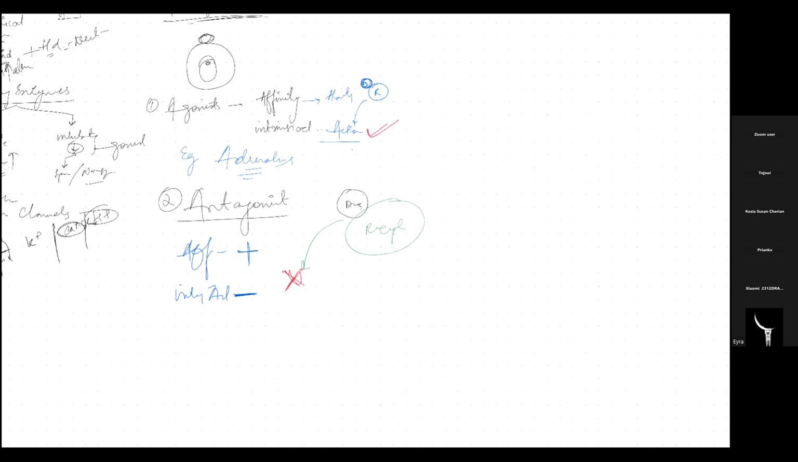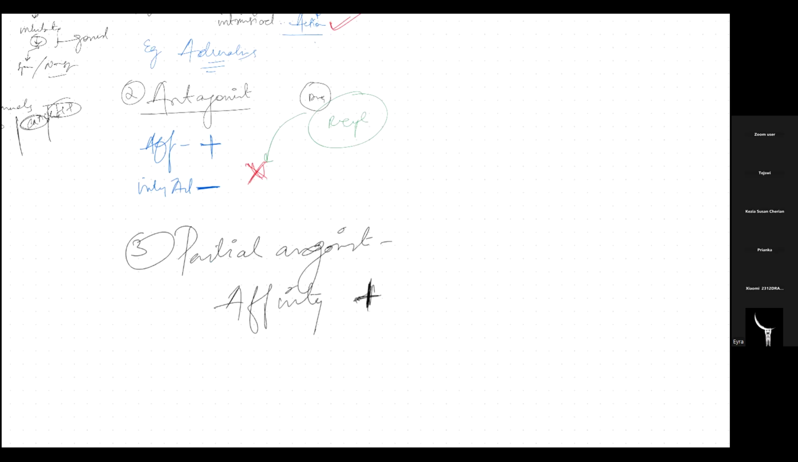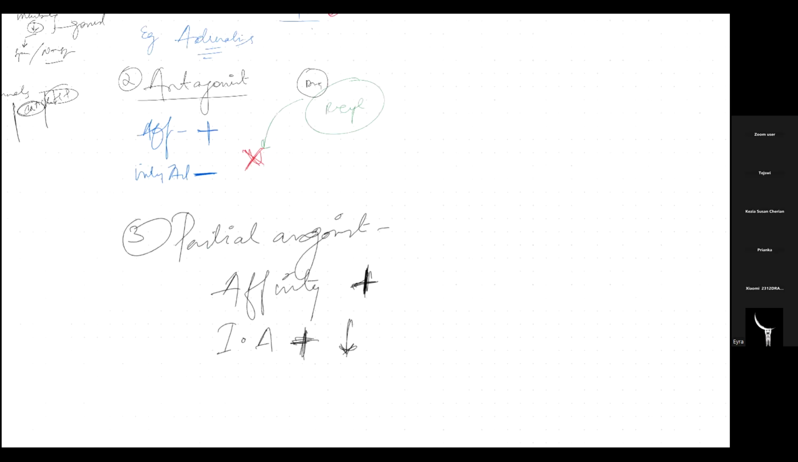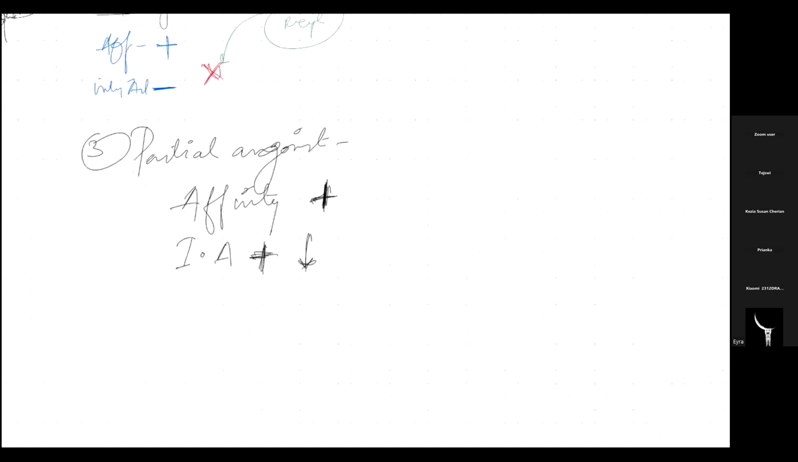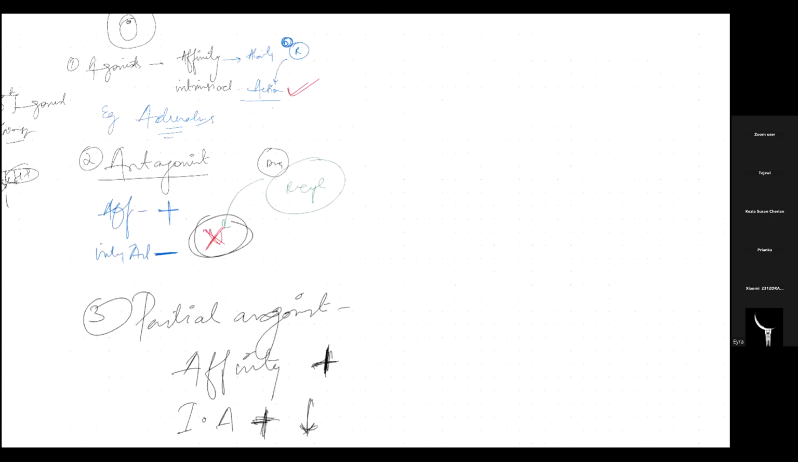The third type of receptor mediated action is the partial agonist. It is a substance that binds to the receptor, which means affinity is positive, but it has low intrinsic activity. The intrinsic activity is also positive, but it is low. So it blocks the action of a full agonist. Over here in the antagonist it was blocking the action completely, but here it will block the action partially. I hope that it's clear.